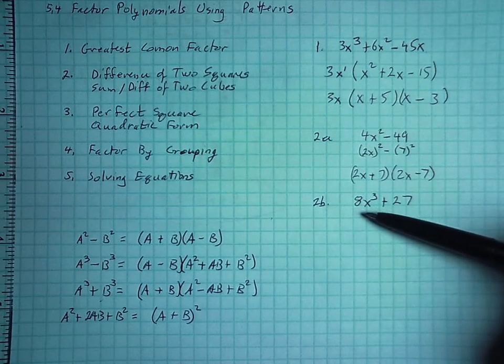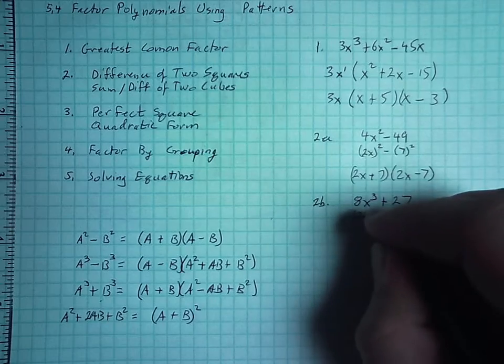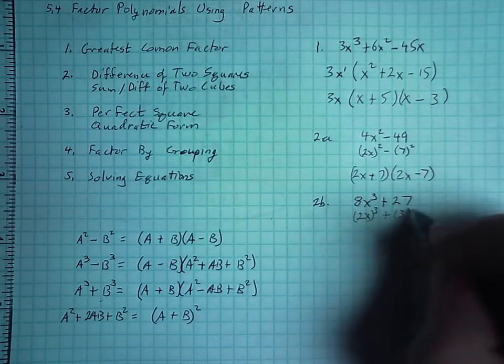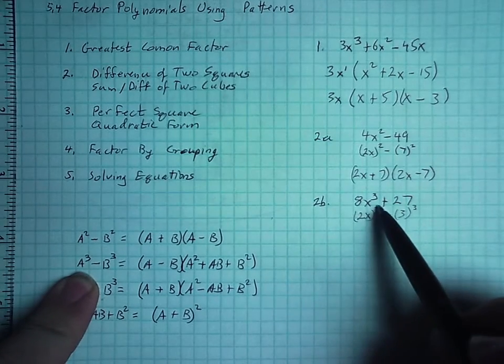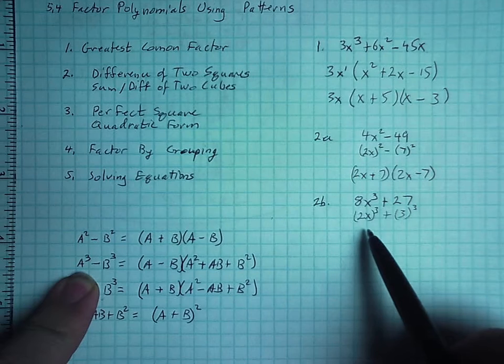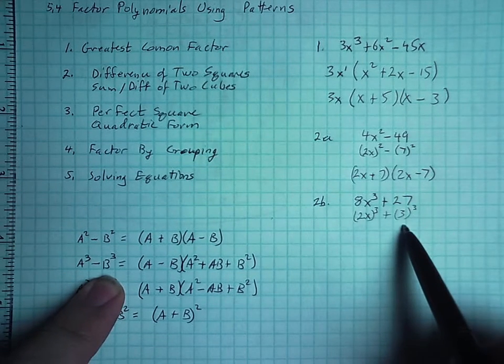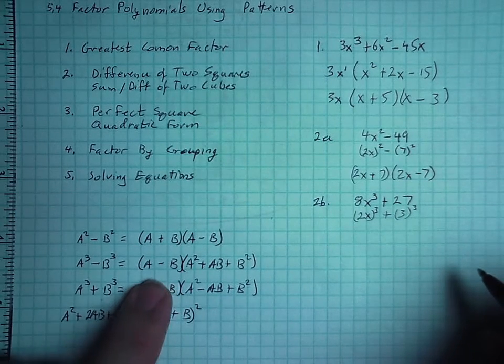So 8 is a cube. That's 2 cubed. And x cubed is a cube. So this is 2x cubed. And 27 is 3 cubed. So the first thing I do is identify a. So a cubed is 8x cubed, which means a is 2x. b cubed is 27, which means b has to be 3, because 3 cubed is 27. Then I just follow the pattern through.